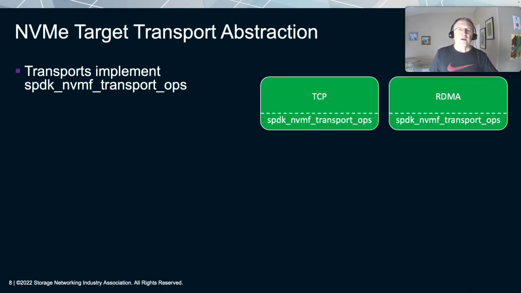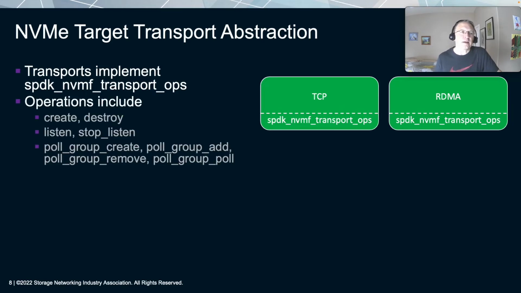Okay, so when we look at the transport abstraction, a lot of this has evolved over the last 6 years. Originally this was fabrics-based, so that's what I'm going to cover first. A transport implements what we call the SPDK NVMe-oF transport ops data structure, and it has a whole bunch of function pointers in it. You can look in the NVMe-oF transport.h header later if you're interested in more details, but at a high level, we have things like create and destroy.